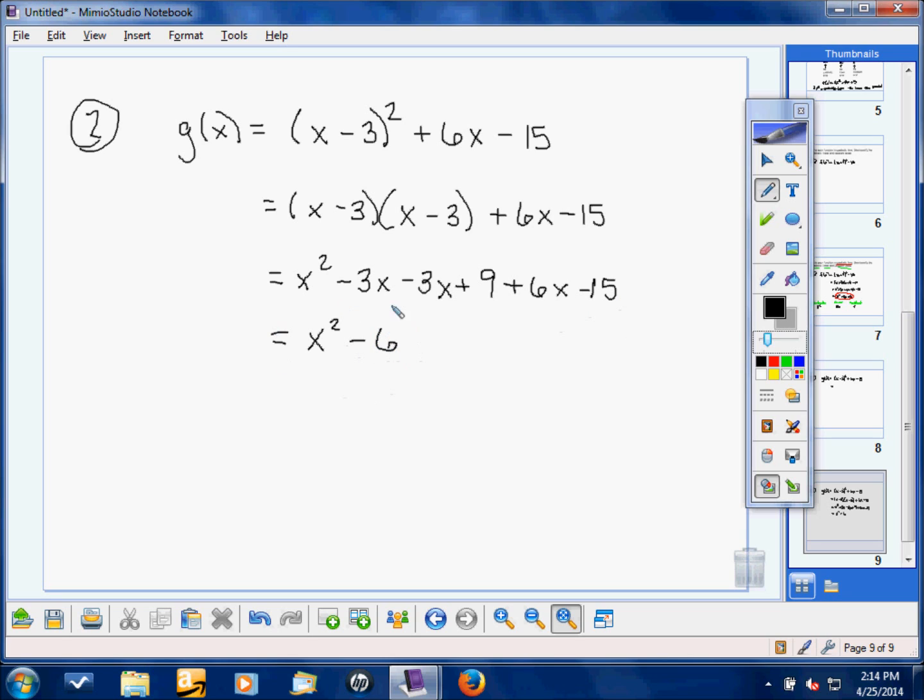So this is actually your simplified form. x squared. What about the 6x? Negative 3x, negative 3x gives you negative 6x. Then add plus 6x, and it gives you 0x. The linear term is 0. When you're simplifying, you wouldn't write 0x. You just don't write it.